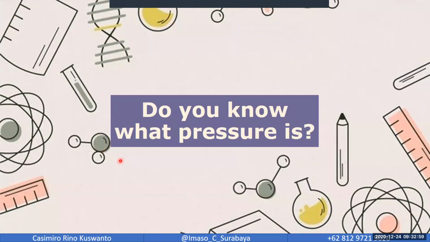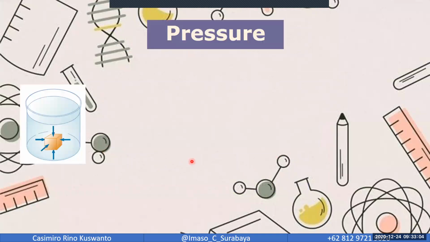First, what is pressure? To understand what pressure is, let us see this figure first. When an object, for example this cube, is submerged beneath a fluid, for example water, the force exerted by the water on the cube is always perpendicular to the surface of the cube. So the six sides of the cube feel a force perpendicular to their surface.